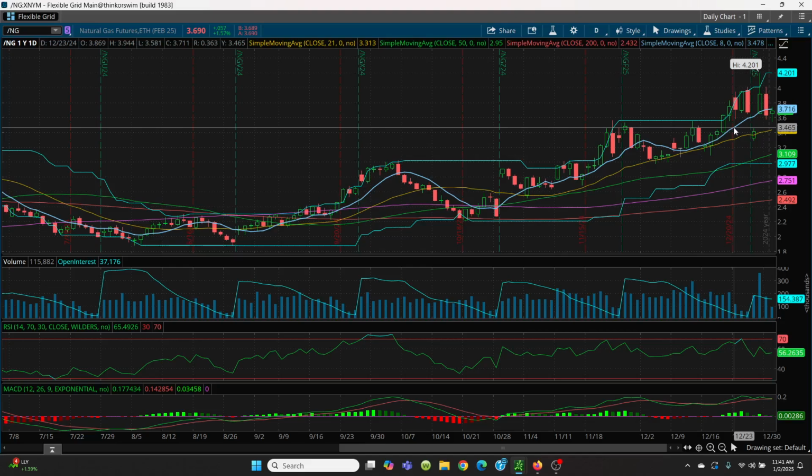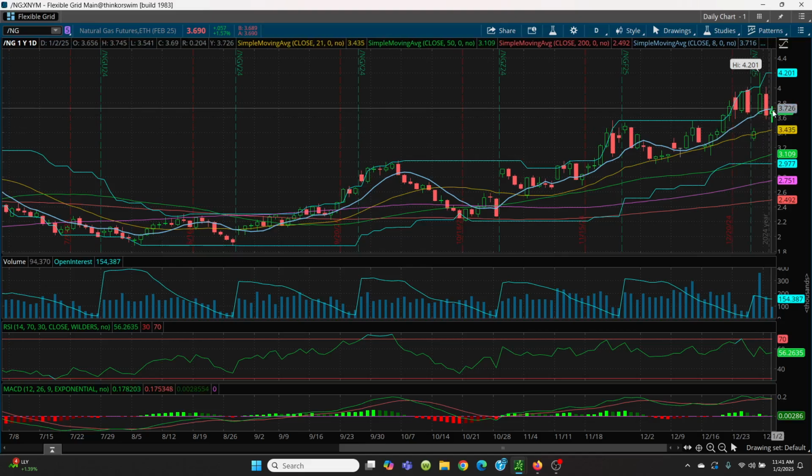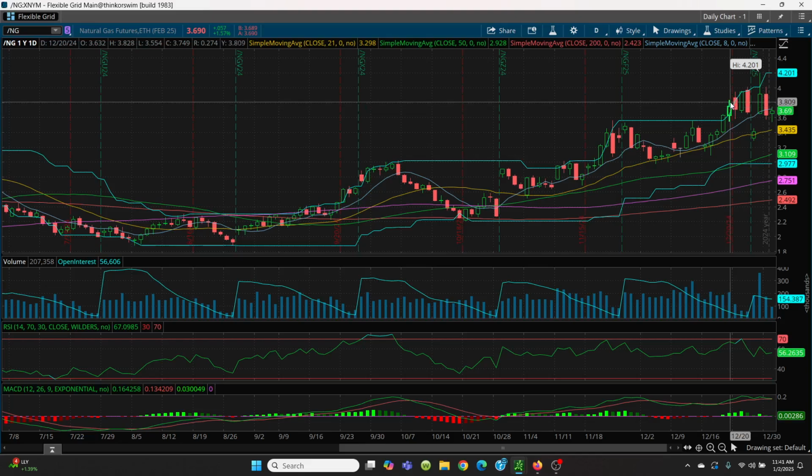So this is what you want to watch on the upside. It's going to be this 3.71. You need to close above it. That's going to be key. Then we come up to this 3.74 level, which was obviously today's high. And then we'll come right up to this 3.82, and then we have 3.94.